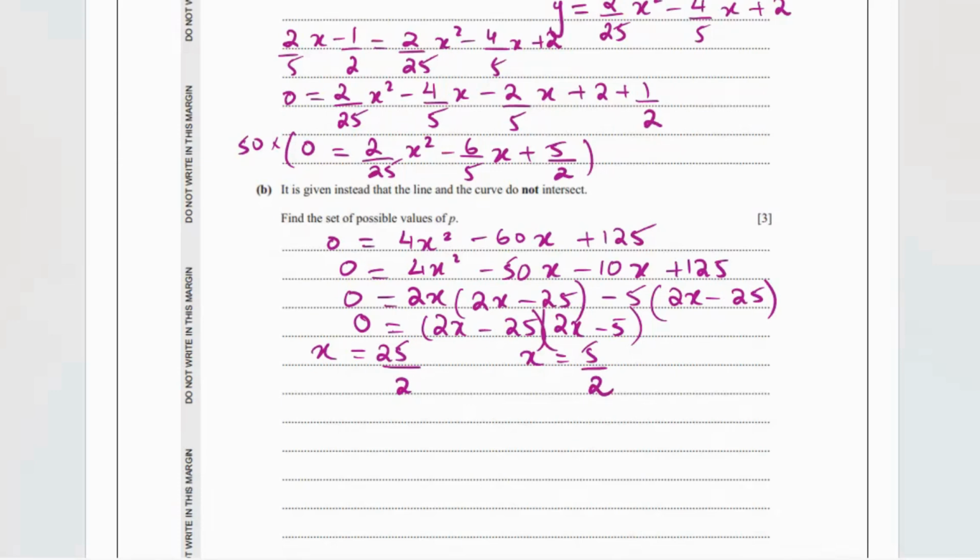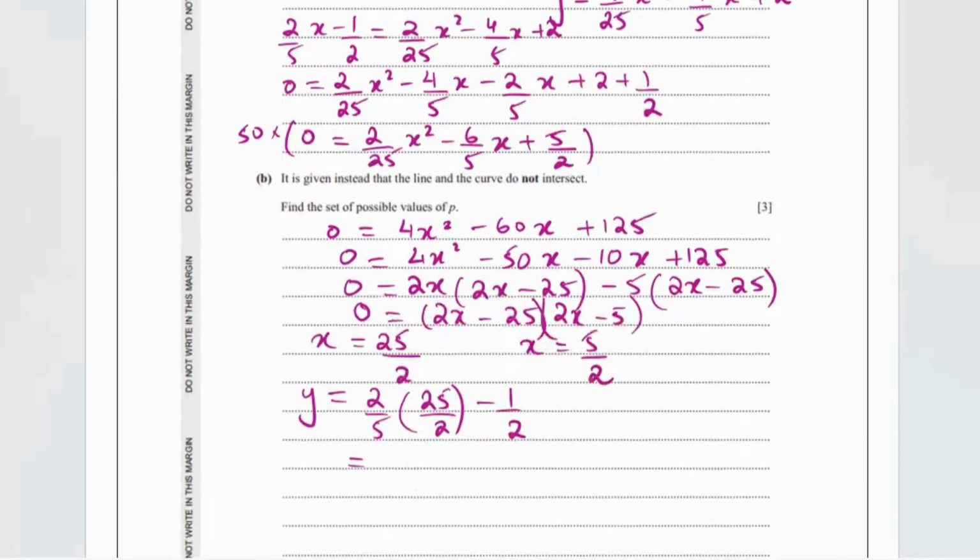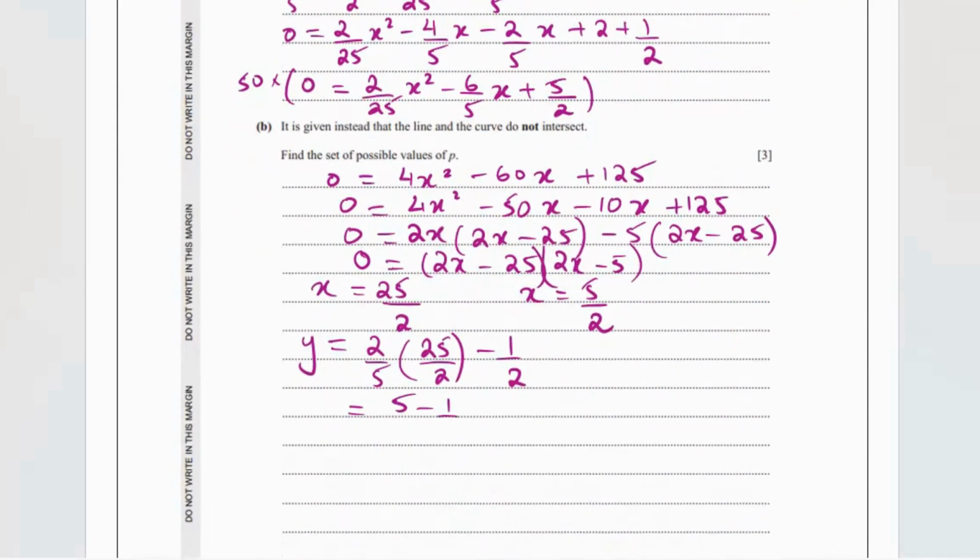So we already know that one intersection point was 5/2, which was already given in the question. So now y equals 2/5 times 25/2 minus 1/2, which is going to be 5 minus 1/2, and that's going to be 9/2. So the other point is (25/2, 9/2). That is your other intersection point.